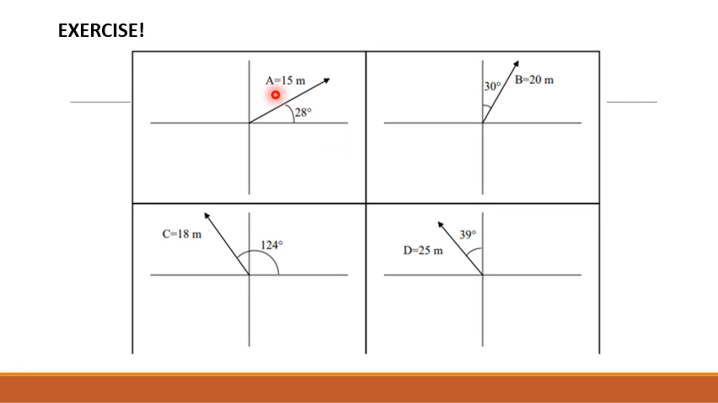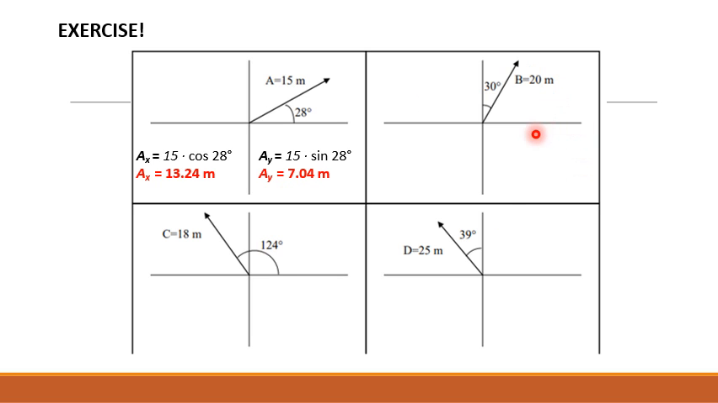Let's say in this part for vector A, it's 28 degrees from the x-axis. To get the x component, just multiply 15 with cosine 28. The result is 13.24 meters. Get the y component, that's 15 multiplied to the sine of 28, that's 7.04 meters.